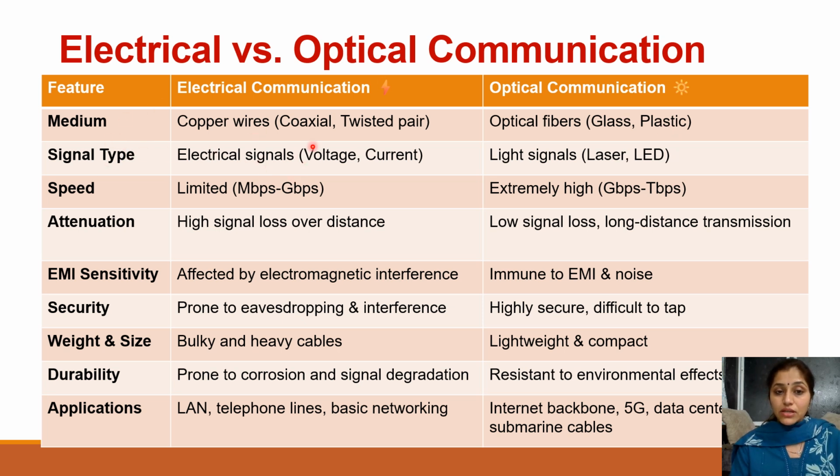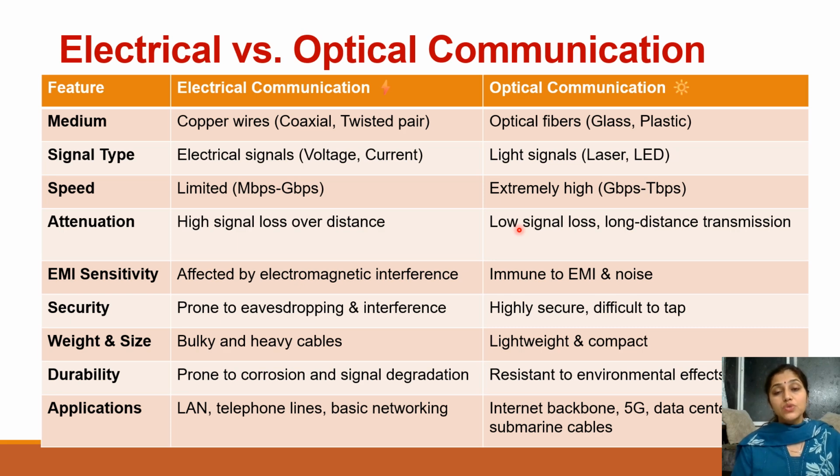Signal type here is electrical signal, which is in the form of voltage and current. You all know that. Here our signal is in the form of light. So for that we use laser or LED. Speed is limited in electrical communication. It is in megabits per second or up to gigabits per second. But in optical communication, speed is extremely high. It is from gigabits per second to terabits per second. Attenuation is high in electrical communication. Here, attenuation is low.